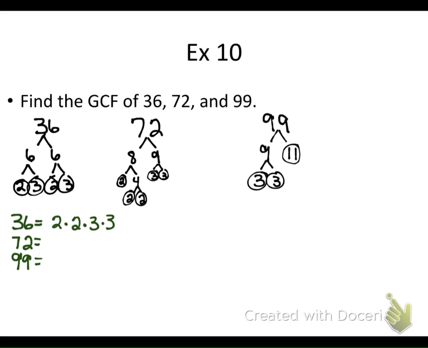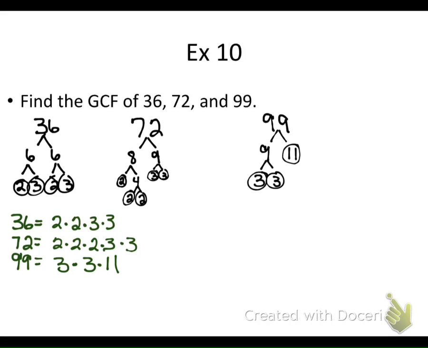Okay, so what are my numbers in order for 72? 2, 2, 2, 3, 3. And then for 99? 3, 3, 11. Okay, from here, we need to circle what they have in common. What do they have in common? Do they all share a 2? No. They all have 3s.